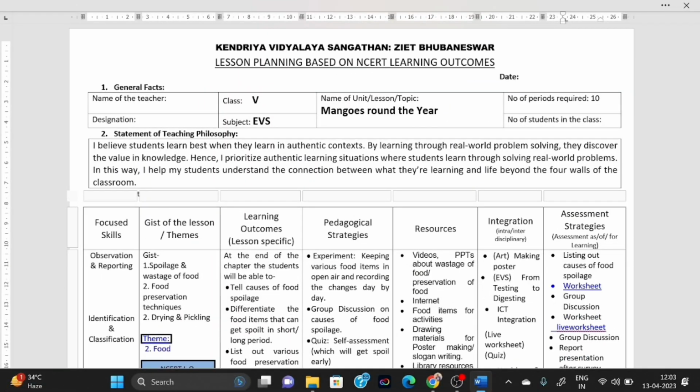Let us see one example of a lesson plan based on NCERT learning outcomes. As you all know, NCERT has released the learning outcomes for all the subjects and for all the classes in 2017 and 18. So based on that learning outcome, how can we prepare the lesson plan?